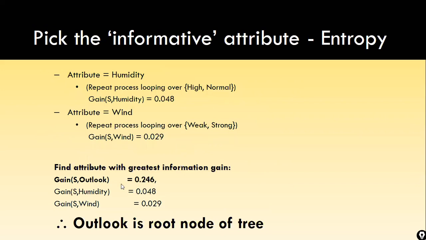So, when you compare all these three values, which column's value is very high? The gain for outlook is 0.246. Gain for the humidity is 0.048. Gain for wind is 0.029. Which one is high here? Which value is high here?